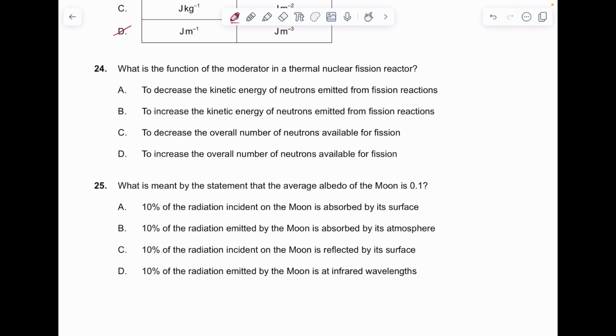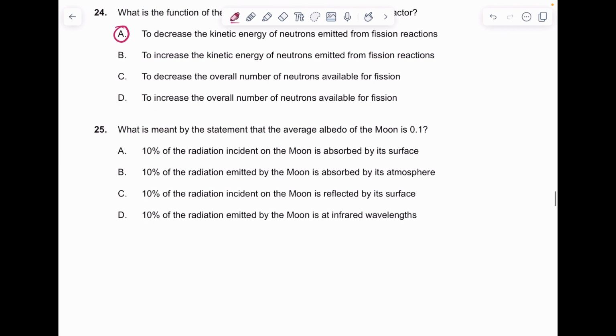Question 24, function of a moderator in thermonuclear fission. This is also knowledge. This is a GCSE knowledge question. We should know what a moderator does. It slows the neutrons down so that they can be absorbed by another uranium nucleus. So it's decreasing the kinetic energy of the neutrons. A.